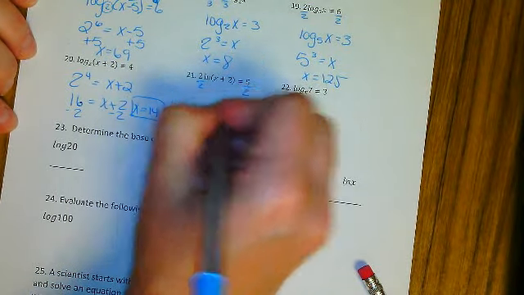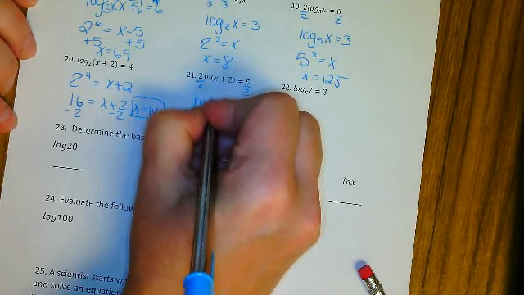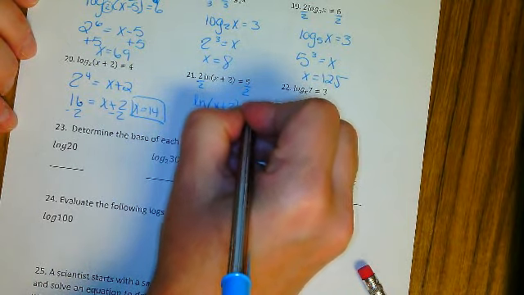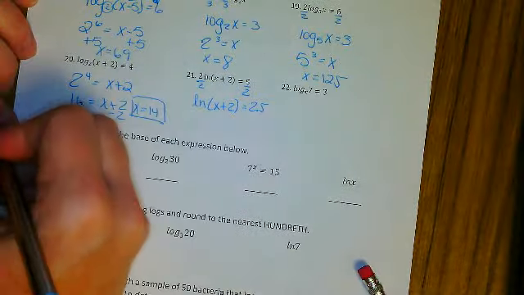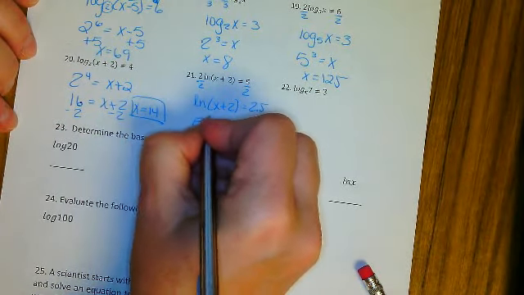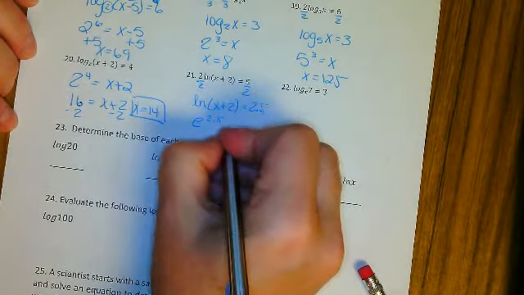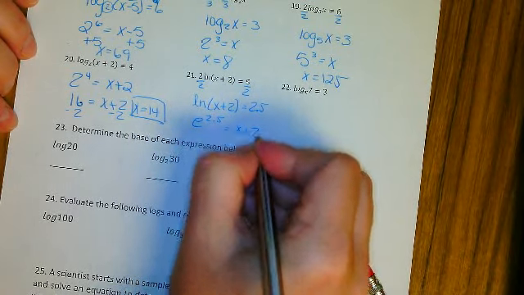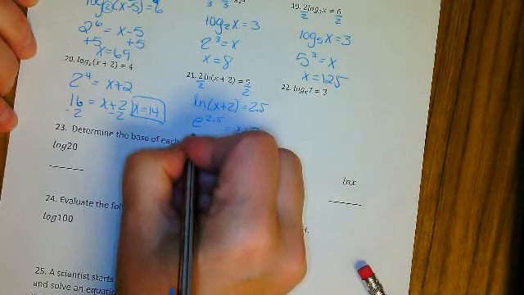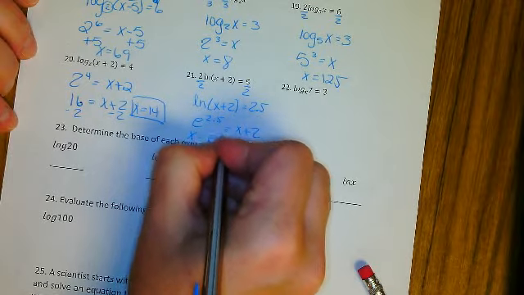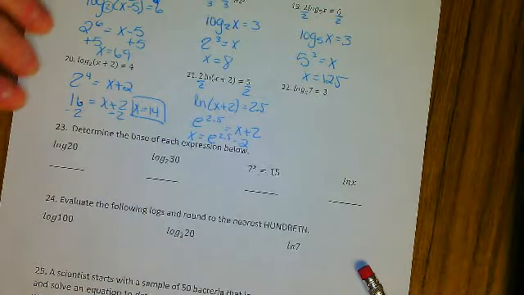Alright, now on this one I do have this 2 right here, so I need to get rid of it. So I'm going to divide by 2 and divide by 2. That gives me the natural log of x plus 2 equals 2.5. And again, I can do the base is the base, and then the other switch place. And so that would actually leave me with x equals e to the power of 2.5 minus 2.